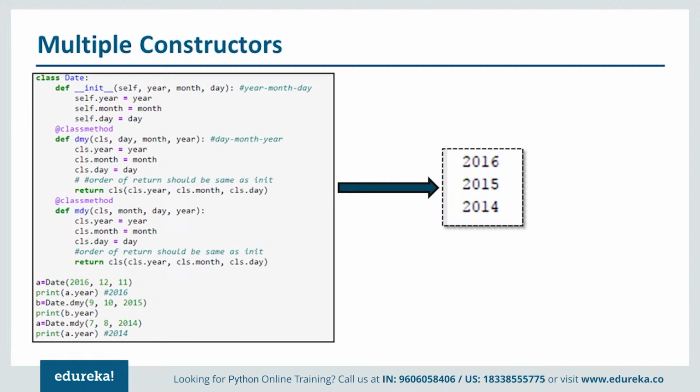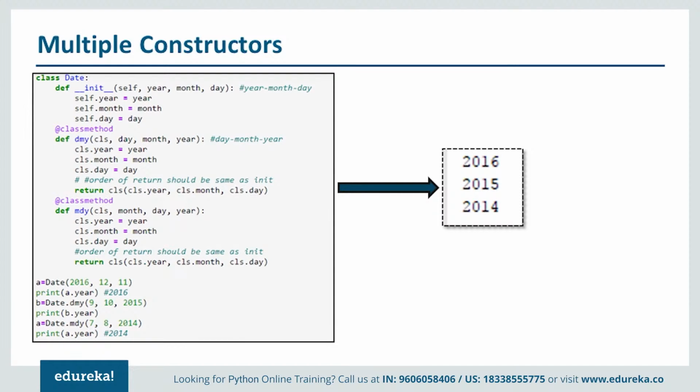Similarly, if we don't want to go for the constructor, we can go for other class methods. In this case, I am saying b is equal to date.dmy, and in there I am giving the value for day as 9. Here you can see the parameters are different, and the position of the parameters is different too.